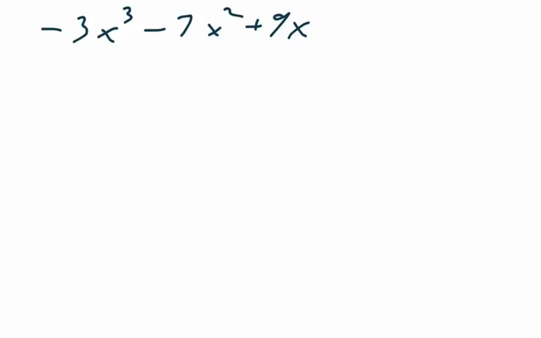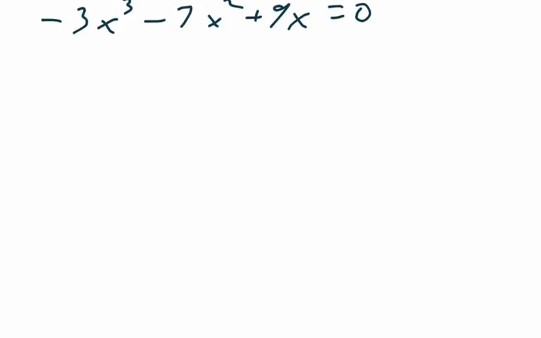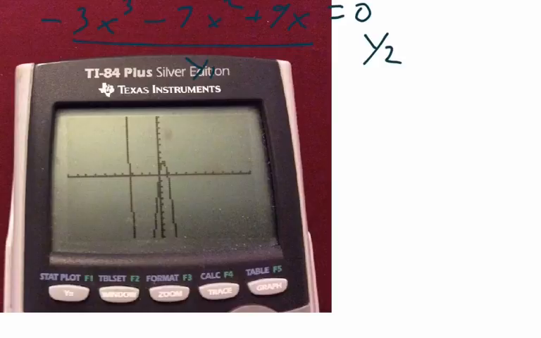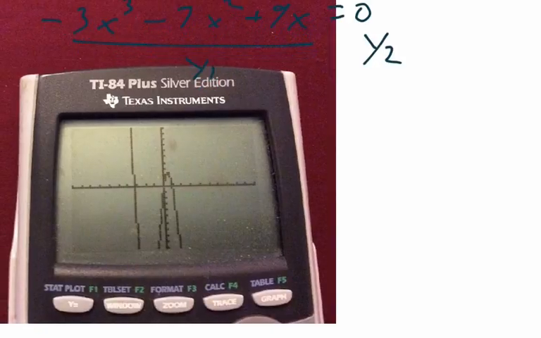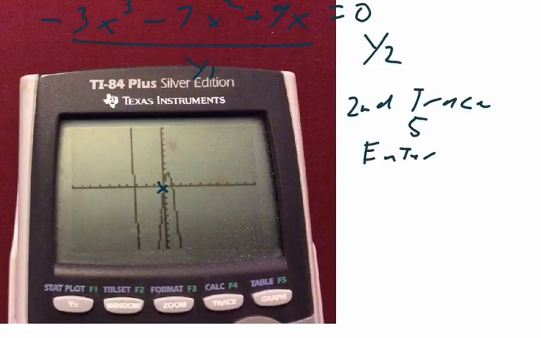For problem number 17, I'm going to plug this in for y1, and for y2, I'm going to leave a 0. And then I'm going to graph it. I'm still on Zoom 6, so if you have a different picture than mine, just hit Zoom 6 and it should be there. There are 3 answers. I'm going to find the first one first. So I do second trace, 5, enter, enter, enter.